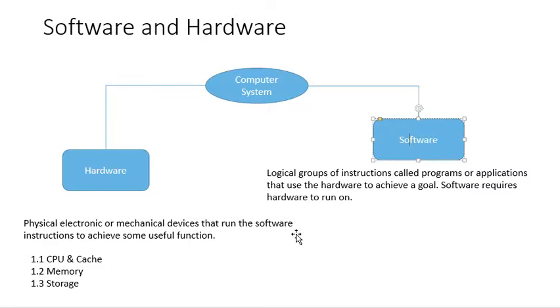Software, however, is the section we now need to turn our attention to. Software is a logical group of instructions called programs or applications that use the hardware to achieve some goal. So it's important to notice that software does need the hardware to work, because you cannot have software existing without hardware. But the flip side of that is that hardware without the software is basically just a very expensive nightlight. It doesn't do anything particularly useful.